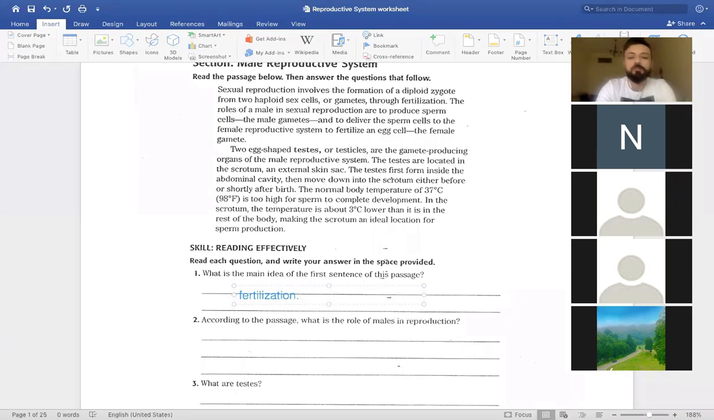Fertilization is the fusion of two haploid cells to produce a diploid cell. Can I answer the second one? Yes, go ahead. According to the passage, the role of the male in reproduction is to produce sperm, which is the male gametes. Okay, to produce sperms, which is the male gametes. Very good. Can you type it in the text and on the screen?